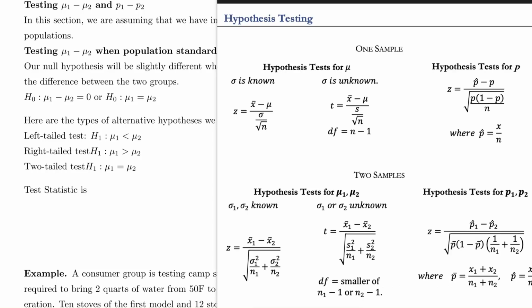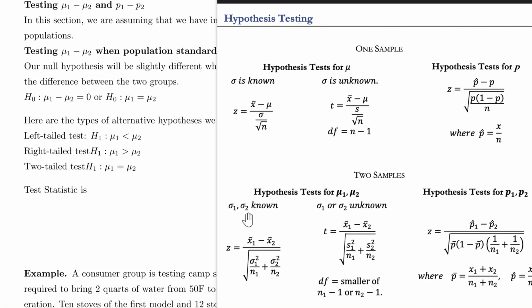In this video, we're going to look at hypothesis testing, but specifically comparing two samples, or comparing two means or two proportions. So in the formula sheet, we're looking at this portion where two samples. So we'll be looking at hypothesis tests for mean 1 and mean 2, population mean 1, population mean 2. And of course, to test that, we need a sample mean from each population.